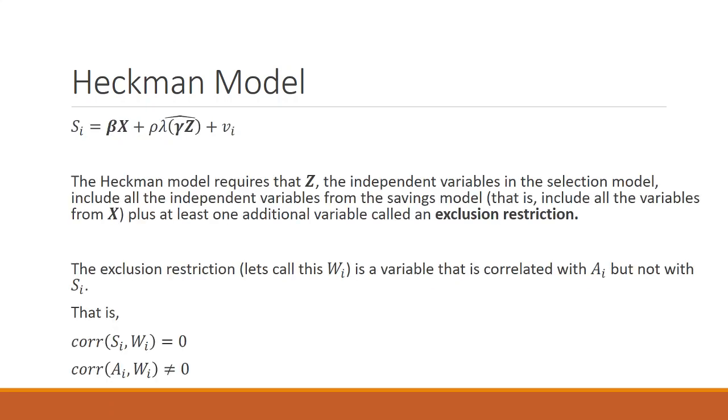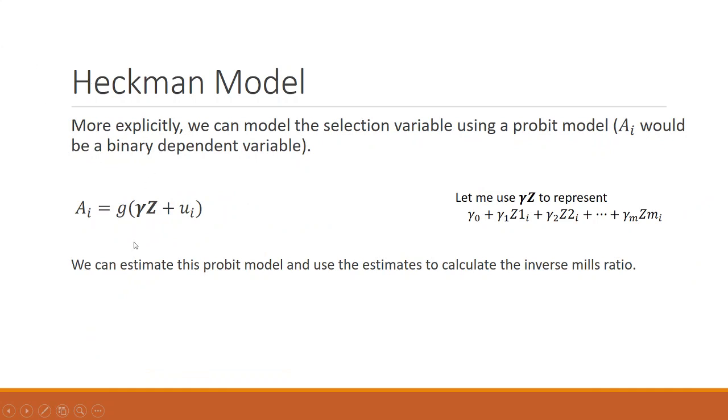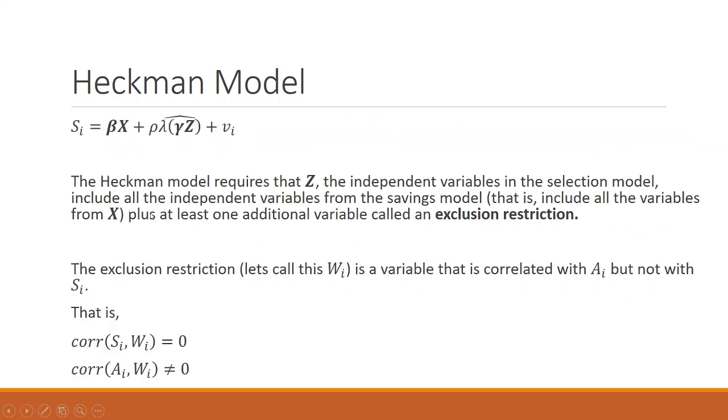Now there's one very important additional thing to consider when we use the Heckman model. Very, very important. You need to think about this. The Heckman model requires that z, all the independent variables in the selection model, remember from our probit, z is all the independent variables in our model of A, our model of the selection variable.